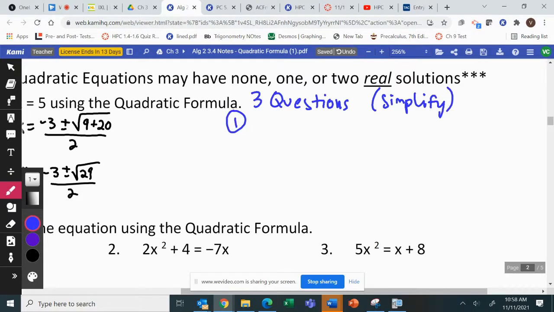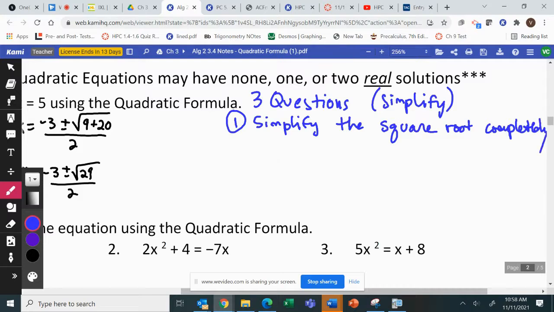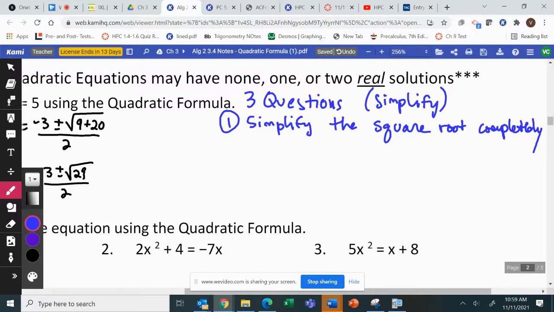So the first thing that you want to ask yourself is, did you simplify the square root part all the way? Could we pull out a number from 29 that's a perfect square? Did we simplify that square root completely? Is there a square root that goes into 29 that we can factor out and simplify? Is there? No. So did we simplify the square root all the way? Yes. We didn't have to do anything, it was already simplified.